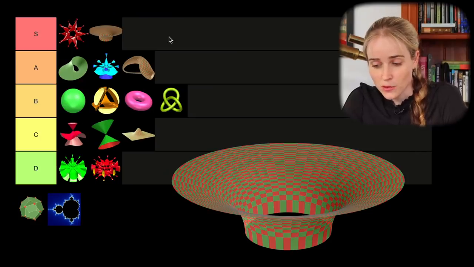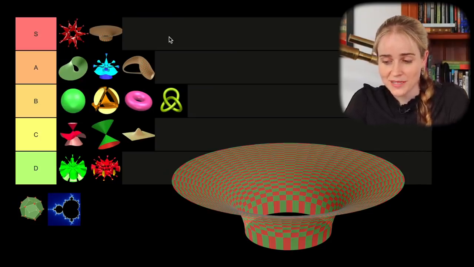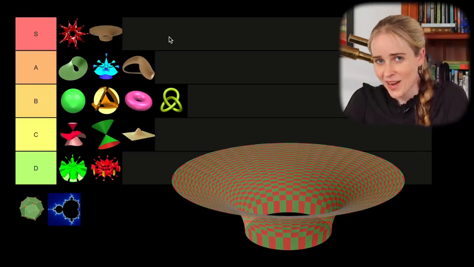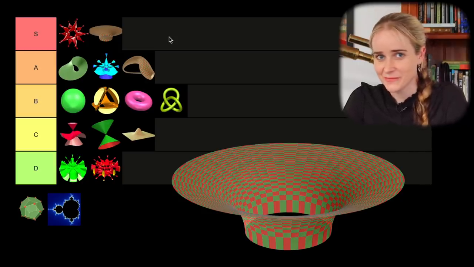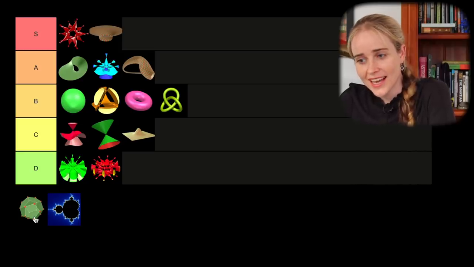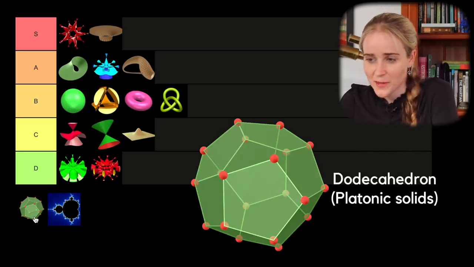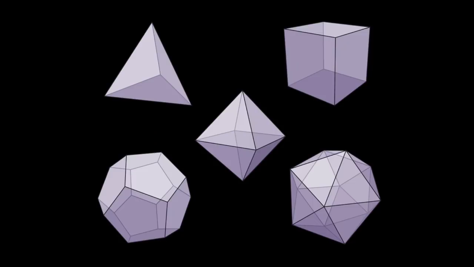This is a cornerstone of science wrapped up in one picture, and that's why it deserves to be an S tier. Second to last here, we have the dodecahedron. Now, this is supposed to represent all five of the Platonic solids. We've all seen them before, and they're so iconic that they definitely deserve to be ranked here.